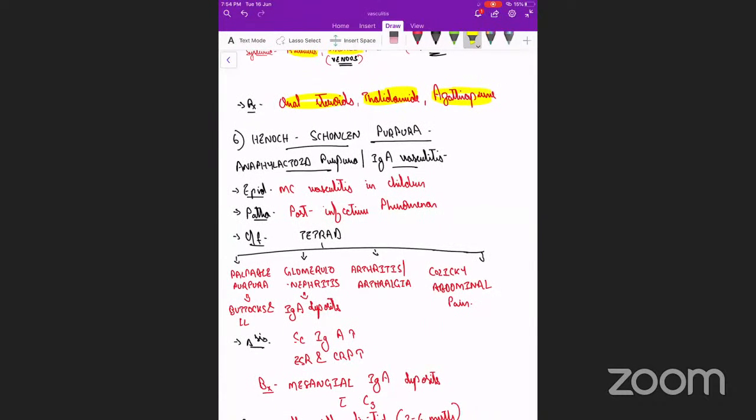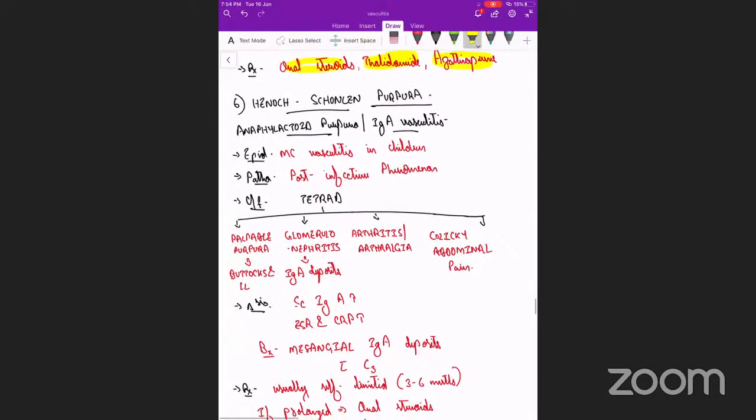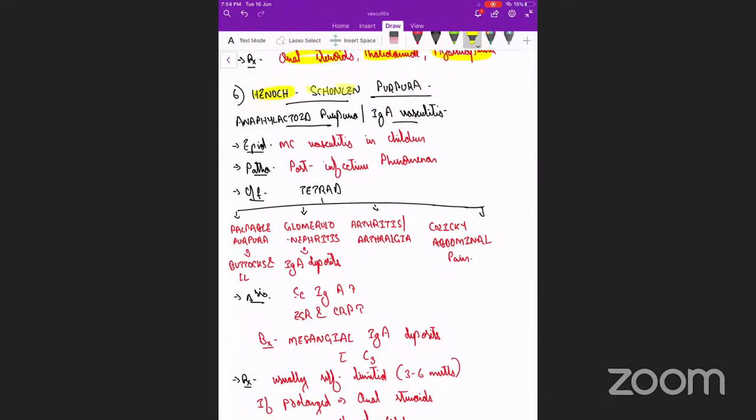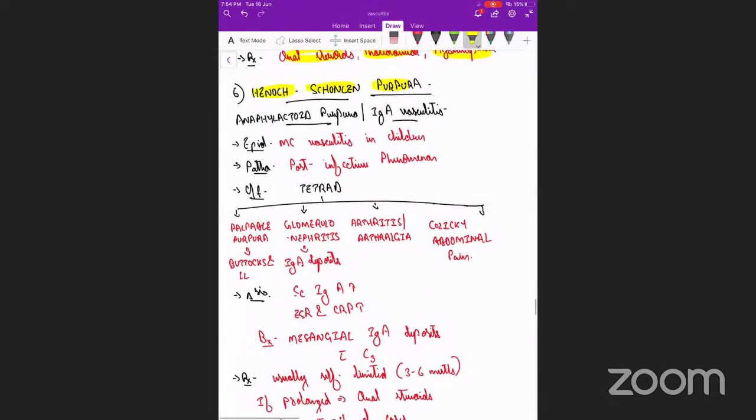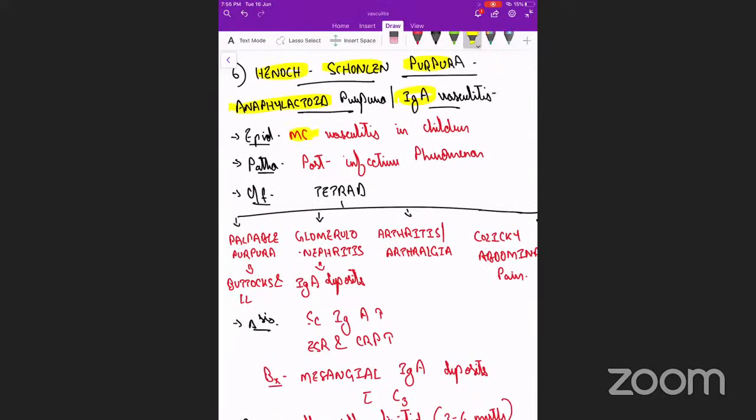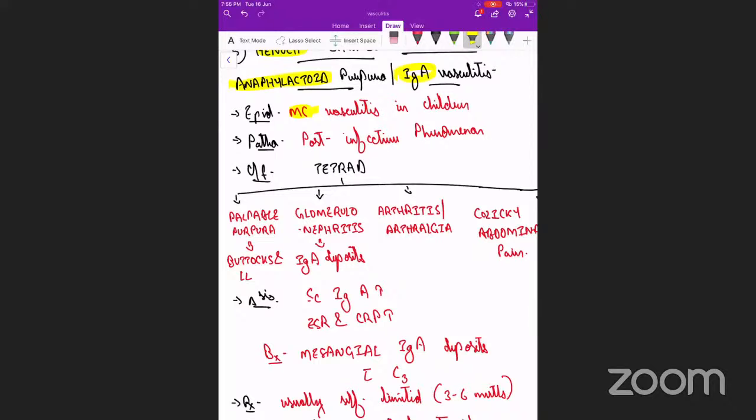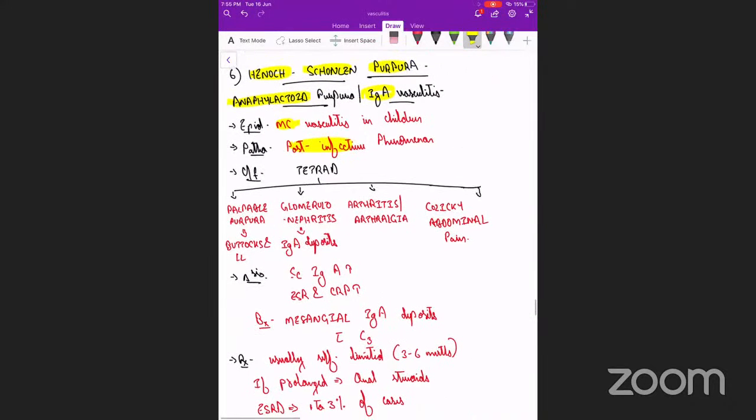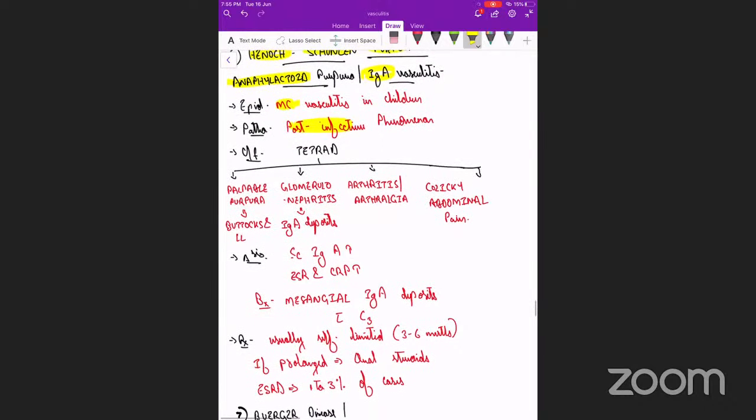Next one is immune-mediated. Under immune-mediated, we saw there were many of them. Few important ones can be Henoch-Schönlein purpura. So this is nothing but anaphylactoid purpura or IgA vasculitis as well, it can be called. So epidemiology, most common vasculitis in children. Usually a post-infective phenomenon, this is suspected. Okay. Again, immune-mediated vasculitis.